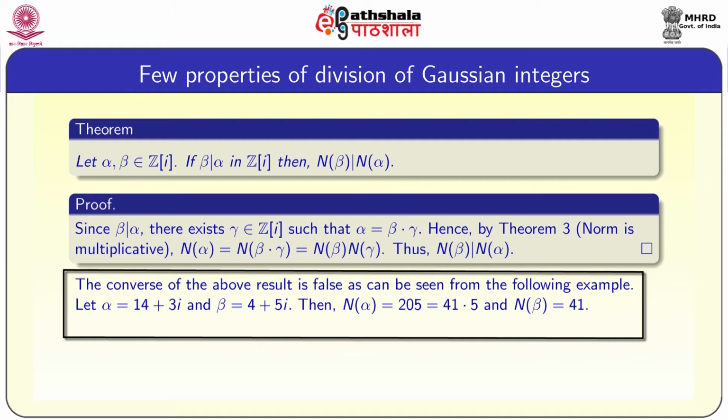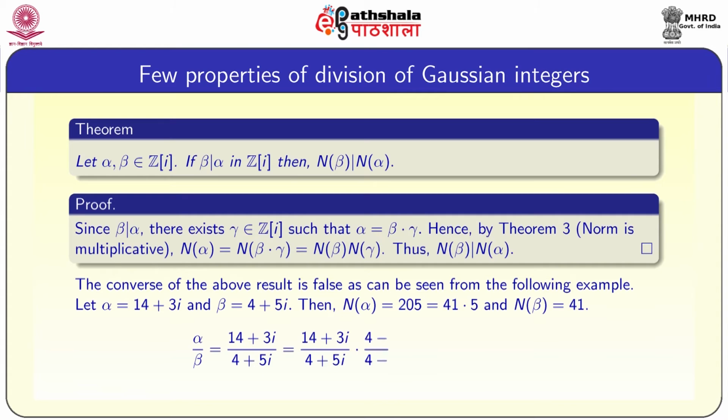One can see many examples. One example is: if you take alpha equal to 14 plus 3i and beta equal to 4 plus 5i, then the norm of alpha is equal to 205, which is 41 times 5, and the norm of beta is equal to 41. So, the norm of beta divides the norm of alpha, but 4 plus 5i does not divide 14 plus 3i. It is because if you consider alpha by beta, that is 14 plus 3i by 4 plus 5i, and take the conjugate and multiply 14 plus 3i by 4 minus 5i over 4 plus 5i by 4 minus 5i, we get 71 minus 58i by 41.